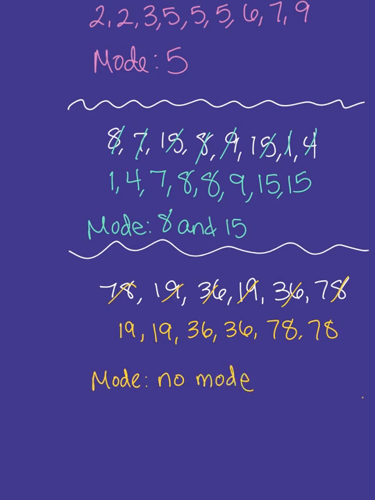Now I do not want to put 0. Why? Because 0 could actually have been one of the values in your data. So you would say none or no mode.